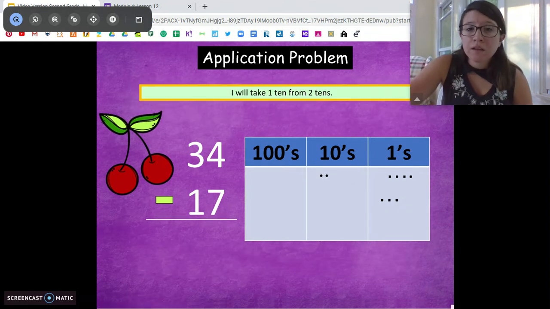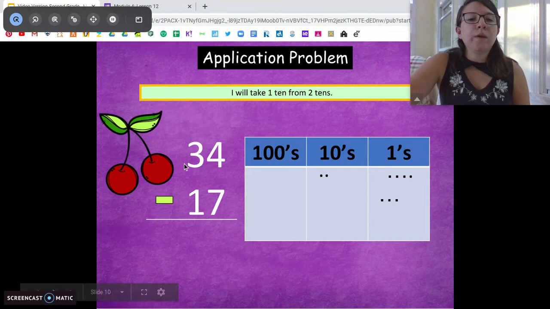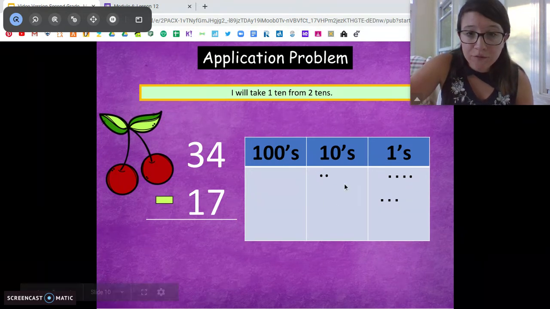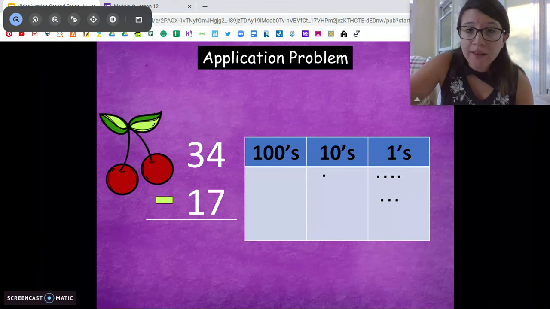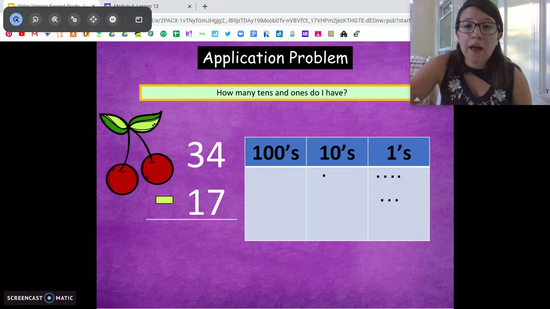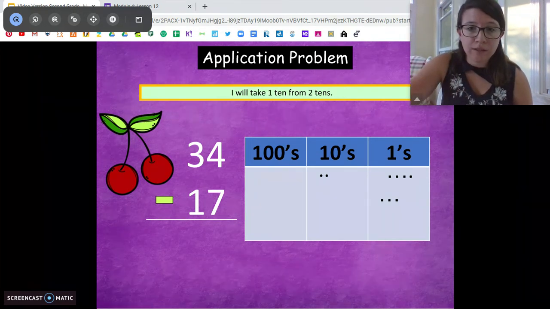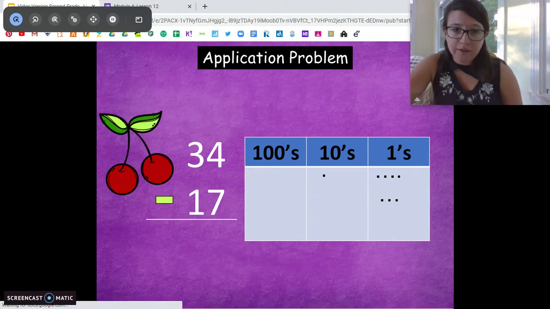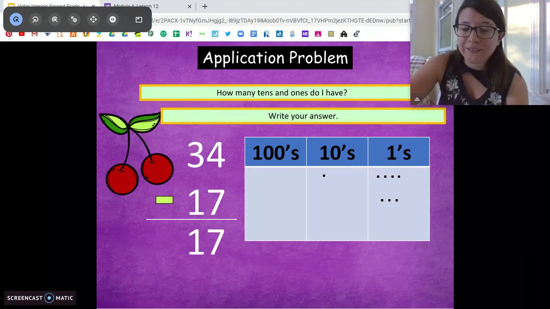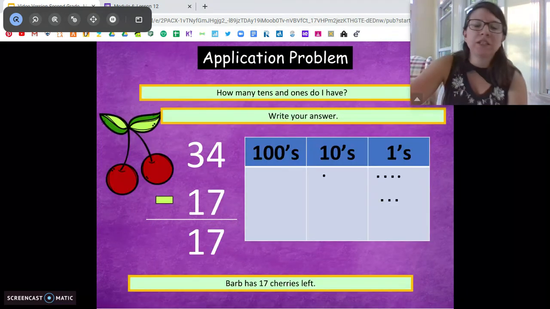Then we need to make sure we do our tens too. I forgot about this in the last lesson. We got to make sure we do our tens. We have to take 1 10 away from 2 tens because we only have 2 tens left. So we're going to take one of those away, and then we already took our 7 away. Okay, now, how many tens and ones do we have left? We took our 1 10 away, and we took our 7 ones away. What do we have left? 17. Did you get it? Yeah. All right. Barb has 17 cherries left.